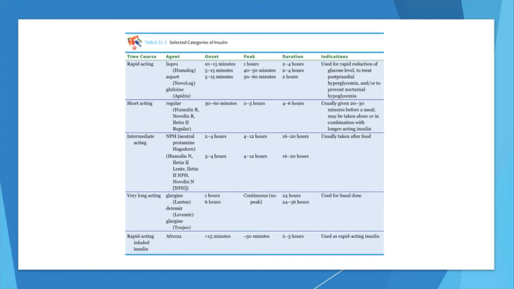Okay, so the reason why it's really important to know how fast they work, especially when talking about your short and rapid acting, is because it's going to determine when you give it. Right? So if someone is eating their dinner at 5 p.m., and you give them their rapid acting at 4 p.m., this starts working in 10 to 15 minutes, right? You might have the patient become hypoglycemic before they even get a meal. So you're really going to want to give these about 15 minutes before to right before they start eating. Whereas your short acting, you can give it 20 to 30 minutes before a meal.